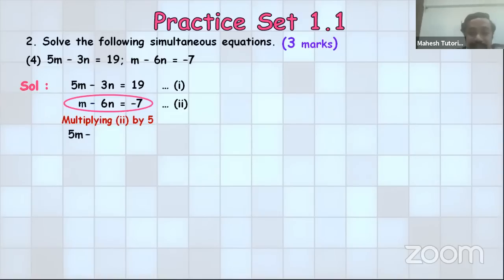अभी 6n के साथ भी 5 मल्टीप्लाई होगा. Tell me 6n into 5. 6 5 सा कितना देगा? 30. Perfect. It will be 30n. Keeping equal to sign as it is. Now tell me students, minus 7 into 5. 7 5 सा कितना होगा? 35. Perfect. So minus 35 as it is.